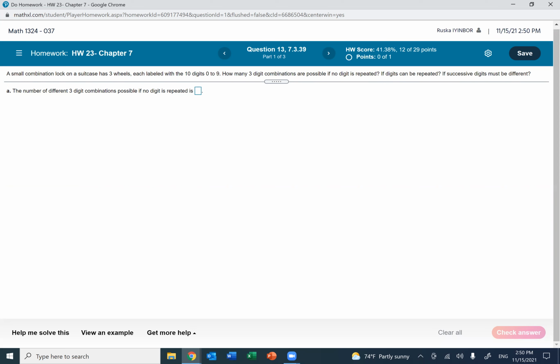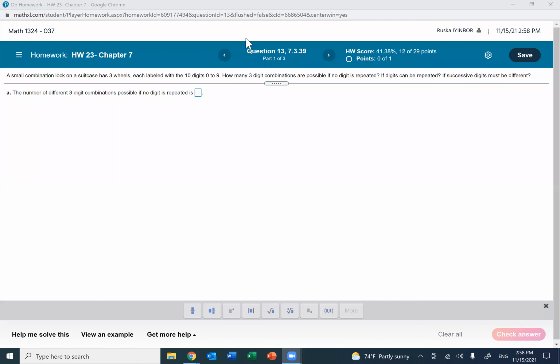A successive digit must be different. So here we have the number of different 3-digit combinations possible. So you have to find that. This is how you find it. So here we're going to find the combinations. There are 10 different digits from 0 to 9. We're going to pick 3. So this is how you write it, 10 out of 3. You're going to pick 3 out of 10.